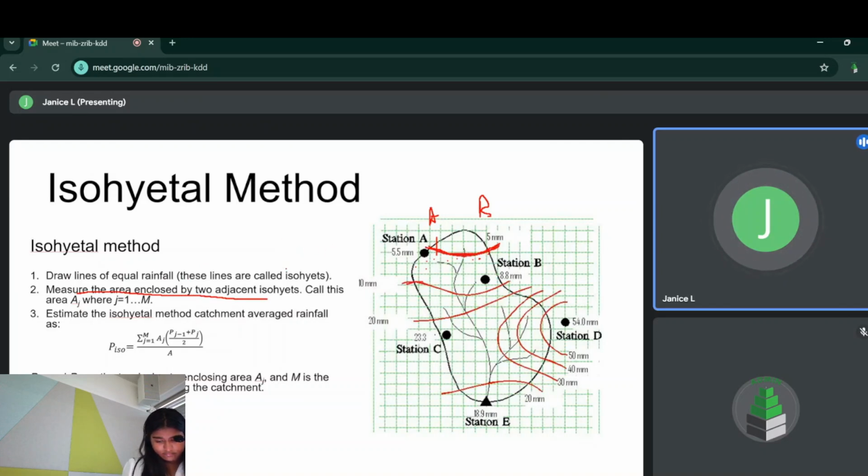One here, and then the adjacent one being here. You're looking at, well, what's the area in between all of that? And then you do it for every single section until you've covered the whole catchment. You're doing it for all the sections. And then you use this formula here.